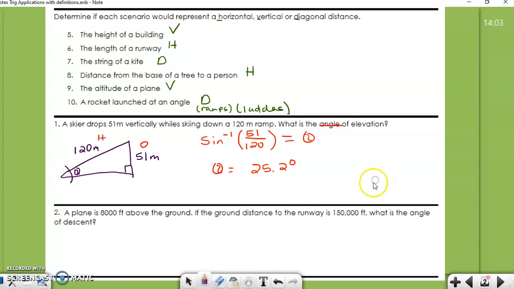Okay, let's do another one. A plane is 8,000 feet above the ground. That is an altitude, so that's going to be my vertical. And if the ground distance to the runway is 150,000 feet, ground distance, that is a horizontal. What is the angle of descent? Okay, so I can think about my little plane flying.